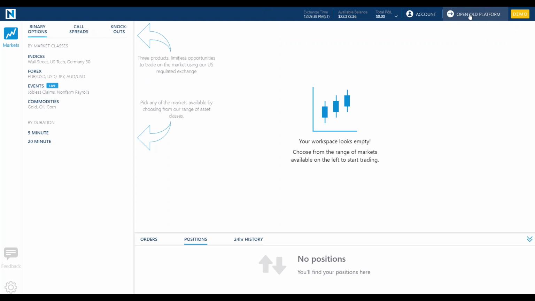That will eventually go away, but I would encourage you to start getting comfortable and familiar with using the new platform, which I believe is a much cleaner experience. It's a little bit more intuitive, it's less intimidating, and it's even got some better charting functionality for doing technical analysis, which is what a lot of people use to trade these markets. So again, you still can access the old platform.